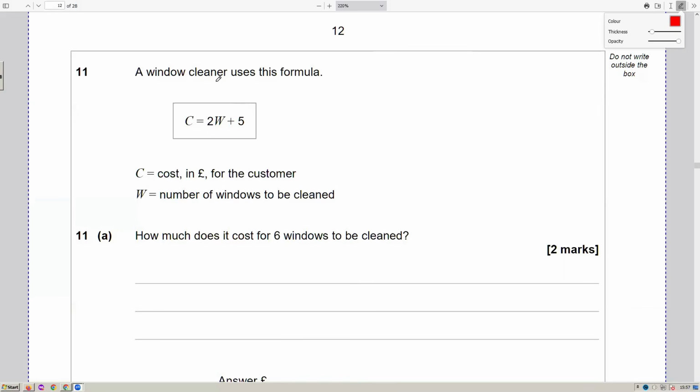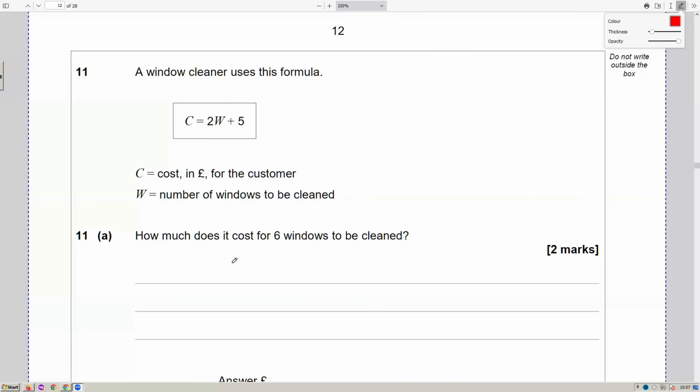Right. A window cleaner uses this formula. C equals 2W plus 5. C equals the cost in pounds for each customer. For the customer, okay, so that's the total cost, yes. And W is the number of windows to be cleaned. And his cost is in pounds. So he's charging £2 a window, and then he adds £5 on. How much does it cost for 6 windows to be cleaned?